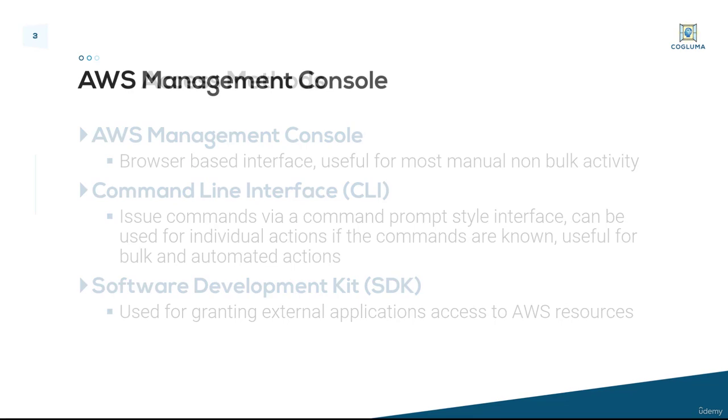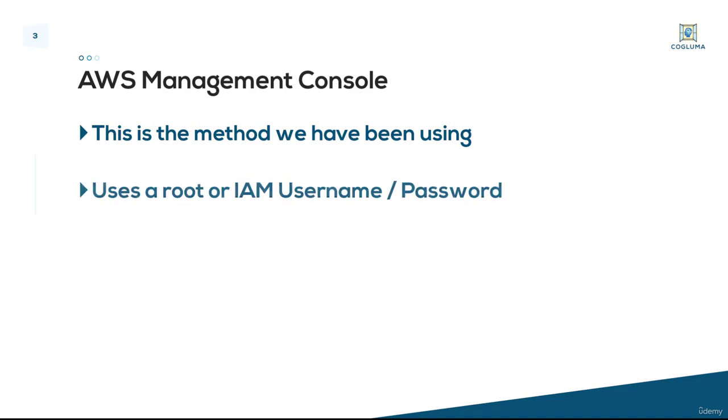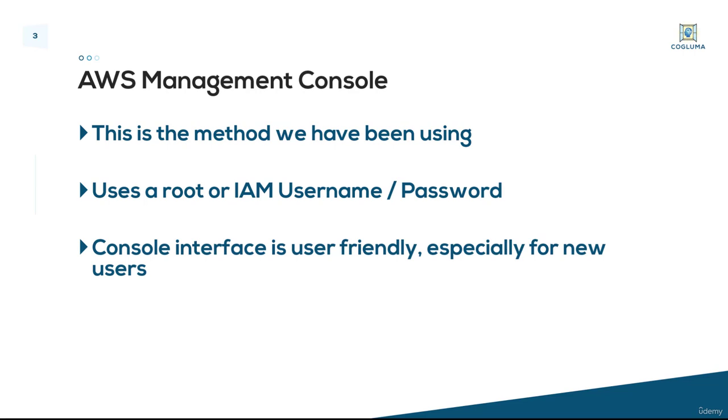So the AWS Management Console, this is the method that we've been using for this course, and this is primarily what we're going to be using throughout the course. It uses a root or IAM username and password, and the console has a pretty friendly interface, especially for new users who may not know necessarily what they're trying to do. It's great for that. It's also useful for using multiple applications because all of the applications are right there in the interface and you can pretty easily swap between the different applications.